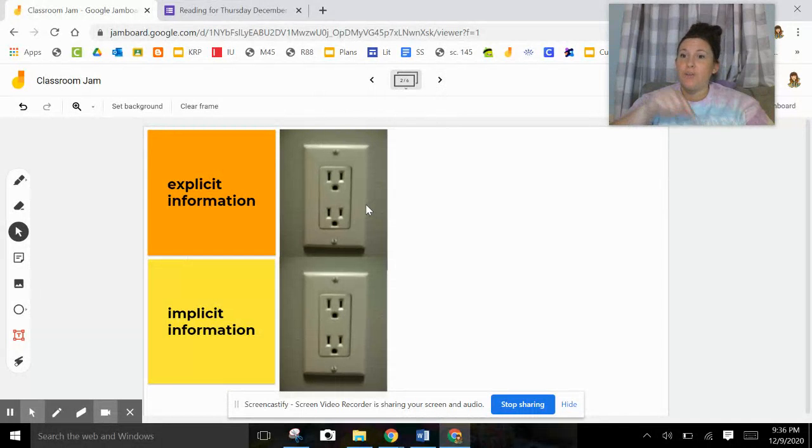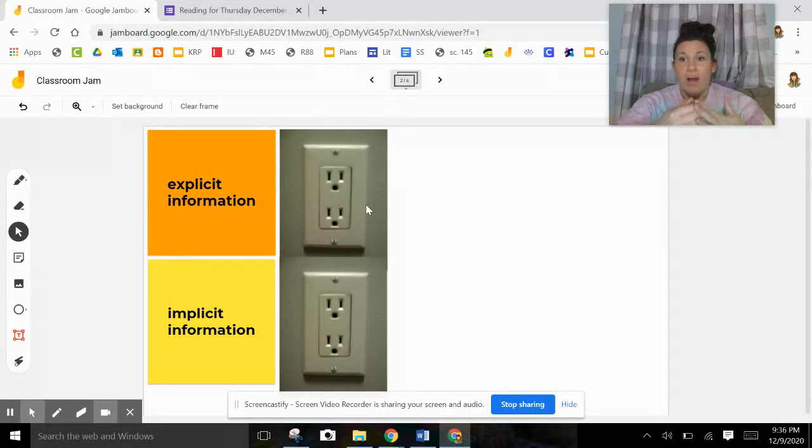This is an outlet that you would see in your walls, where you would put your charger to charge your iPad, your iPhone, your phone, your computer, your Chromebook. That's something that you would see, and we know a lot about it, but just from looking at it, what's the explicit stuff that we know?